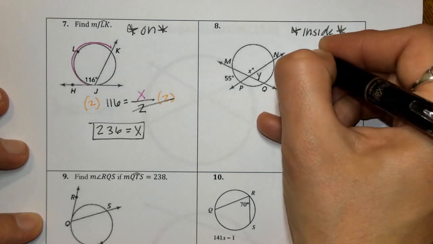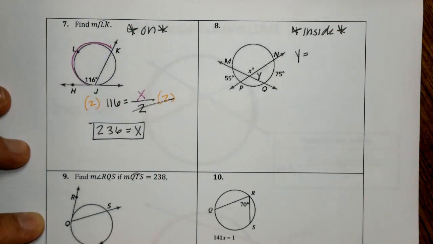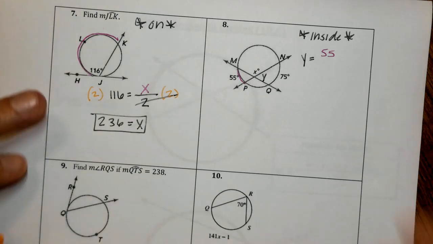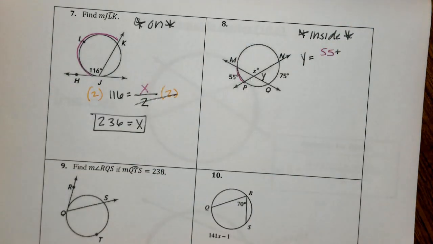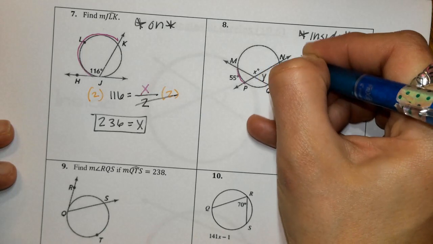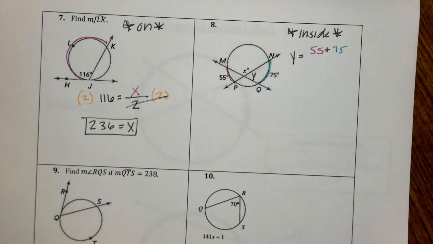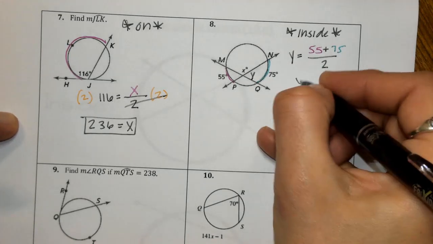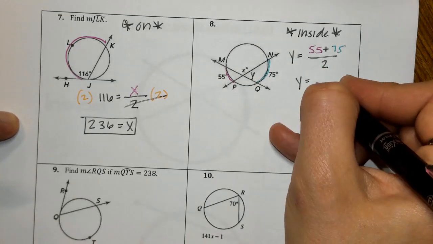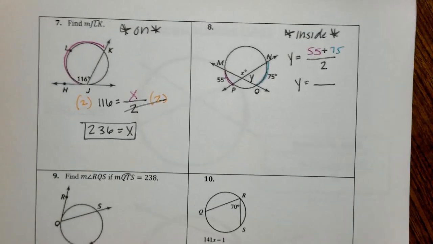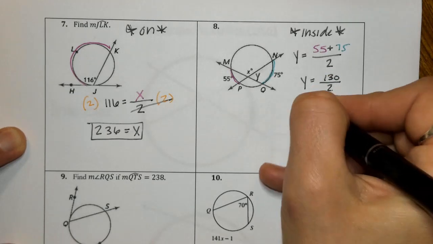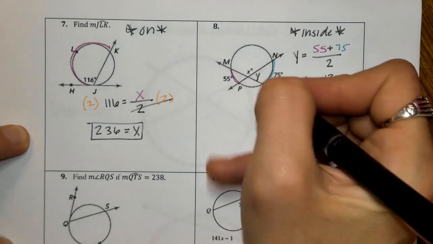So the measurement of angle Y, we are going to take the 2 arcs, 55, since we are inside. We're going to add the arc number 2, 75, and divide by 2. So when we add 55 plus 75, because we don't want to just plug everything in the calculator incorrectly, 55 plus 75 is 130, divided by 2. So Y is going to be 65 degrees.